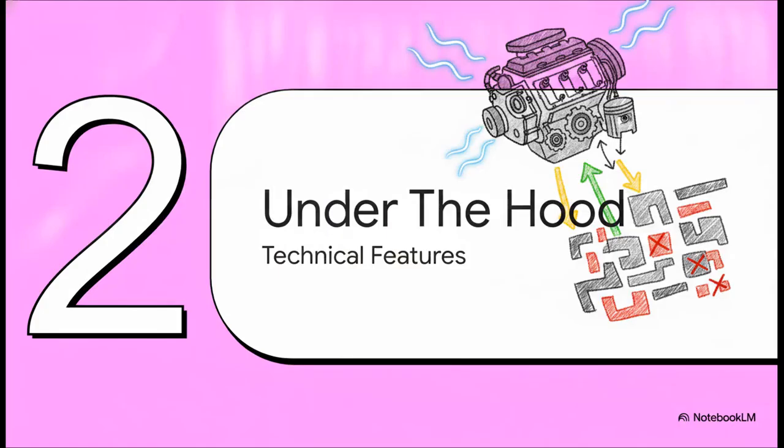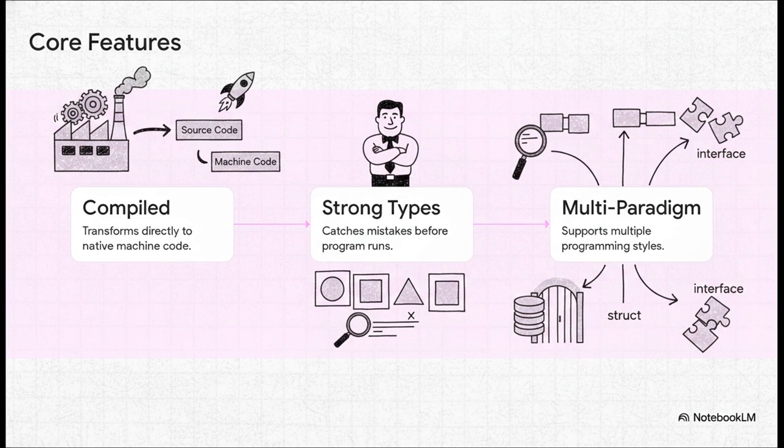Moving right along to part 2, Under the Hood. So, how does it actually pull this off? It relies on a few core foundations. Compiling directly to native code, like we just mentioned, ensures maximum speed by ditching any heavy runtime layers. Then, there's the strong type system. Variables, function parameters, return values, they all have crystal clear types. The compiler acts like a super strict bouncer, catching your mistakes way before the program ever runs.